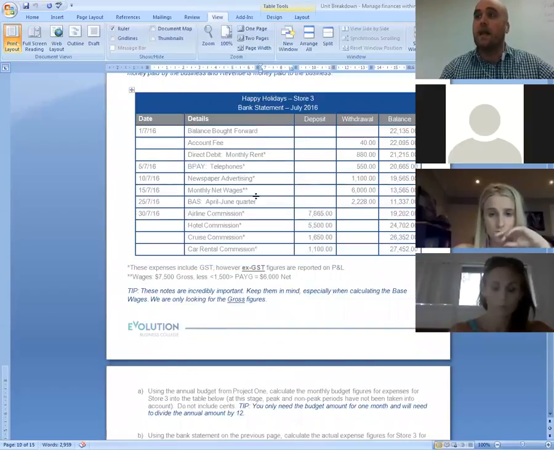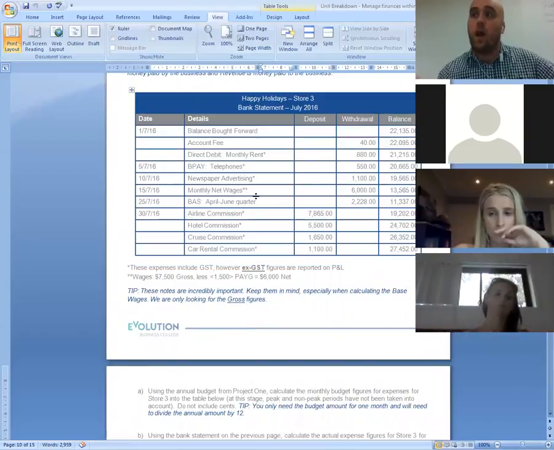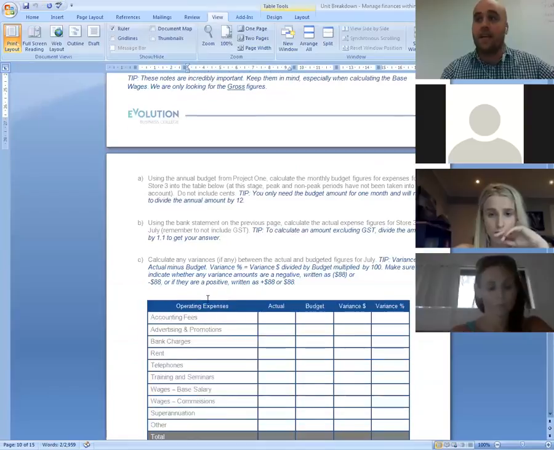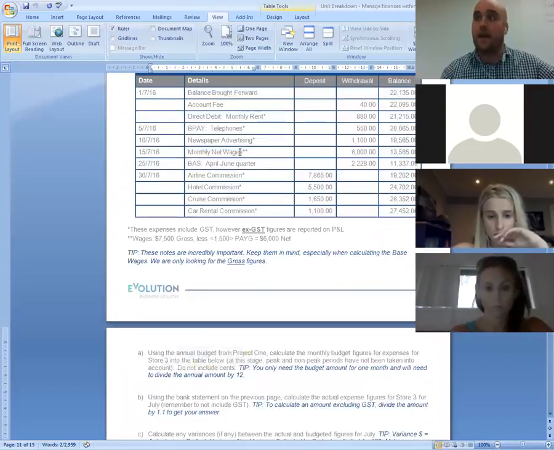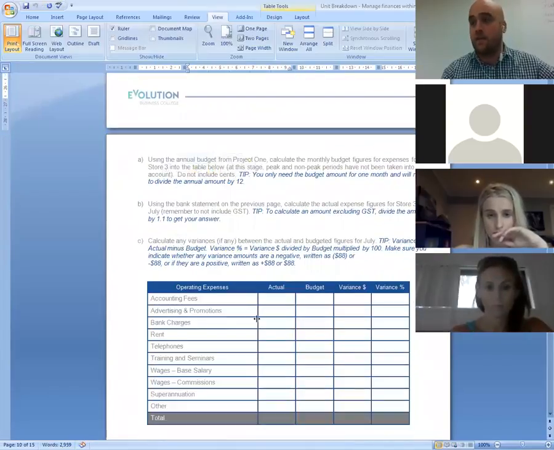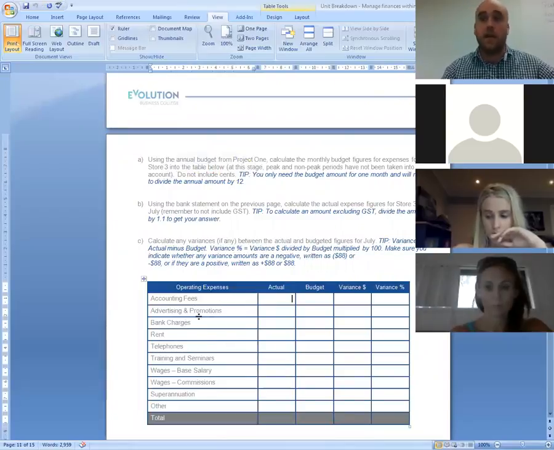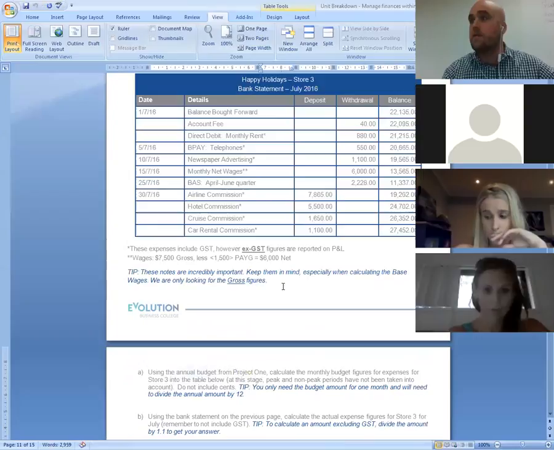Now, one thing I know a lot of people get pulled up on, an account fee is not the same as an accounting fee. An account fee is a bank charge. So that would go into here. So what we'll be doing here is going through, if there's no value for it, make sure you put in a 0. So we'll be going through and putting in the actual. So advertising and promotion, have we got that one there?